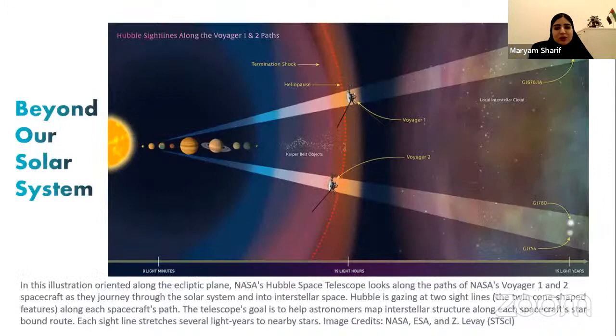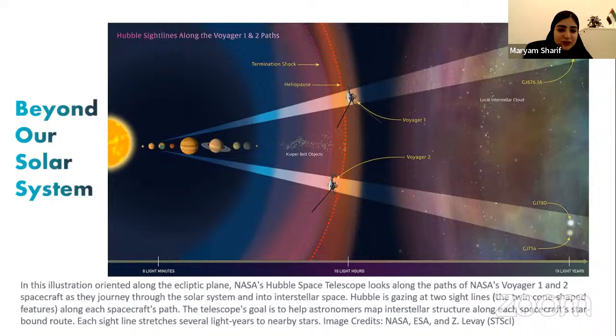Okay, so as humans, we don't just stop at a specific point. We don't just stop at our solar system. We want to go beyond our solar system. And this is an example of one of the missions.